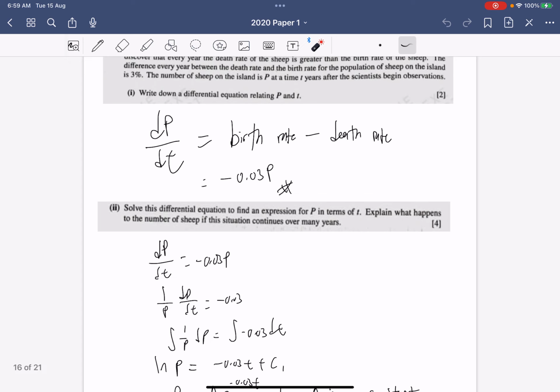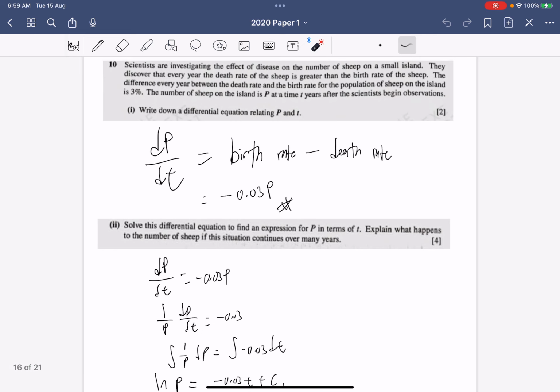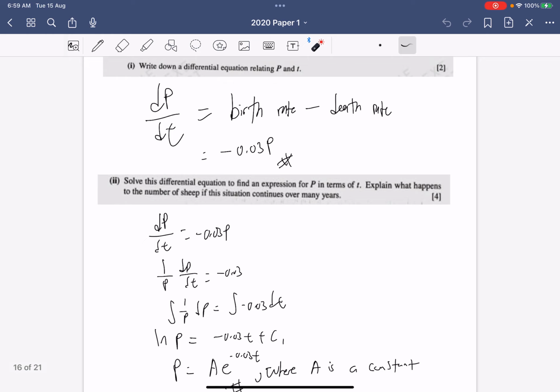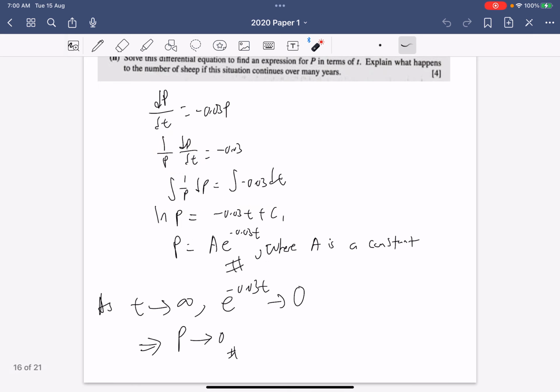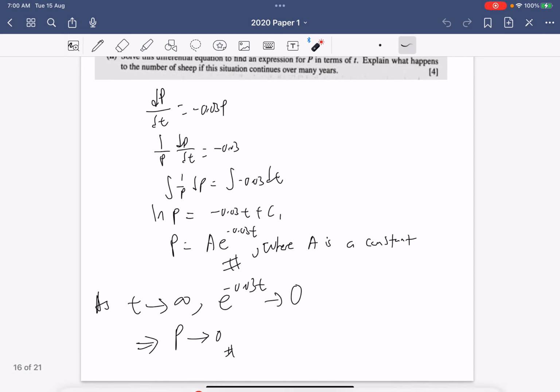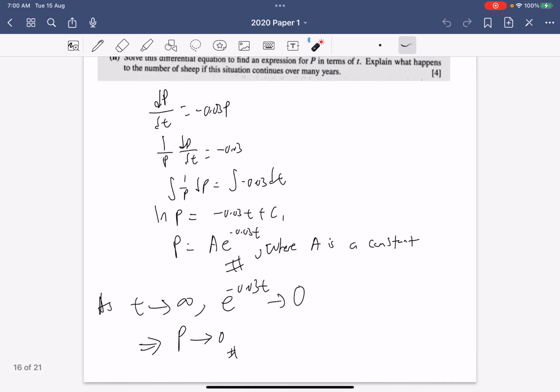Then we are supposed to solve this differential equation to find an expression for P in terms of T. So we just do this. We see that we can just divide the P over, variable separable it, and then you integrate it normally. And you get that ln P equals minus 0.03t plus C. Why didn't I put the modulus here? It's because the population has to be positive anyways.